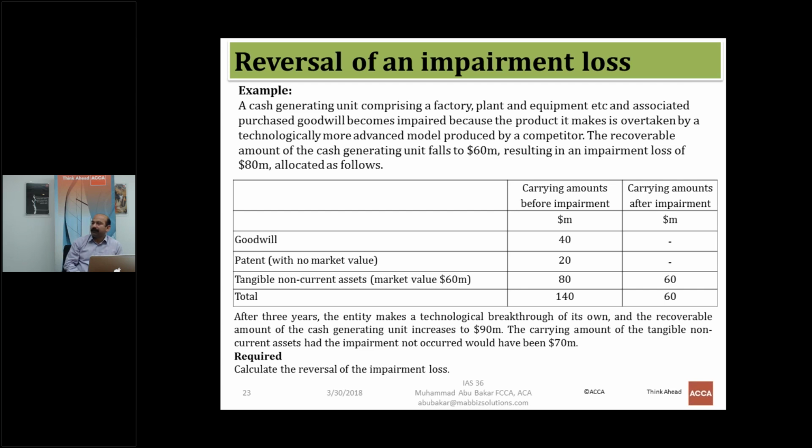Okay, now you can pop up a question. Give me the options. Write first the statement. Calculate the reversal of impairment loss. I have written. Okay. Option 1 is 10 million. Option 2 is 30 million. These are the 2 options. Only 2 options. Yes, only 2 options. Okay.